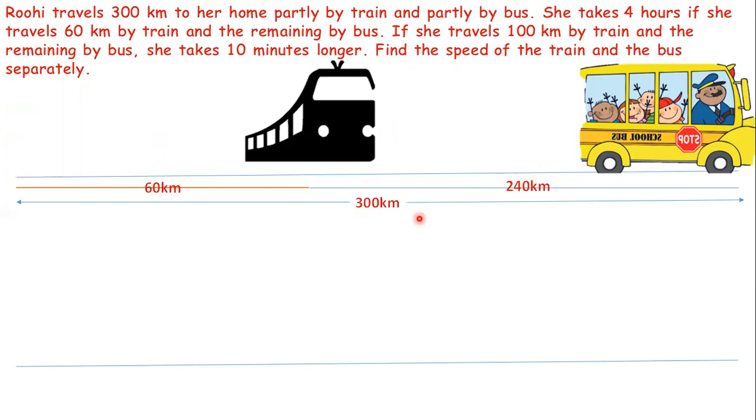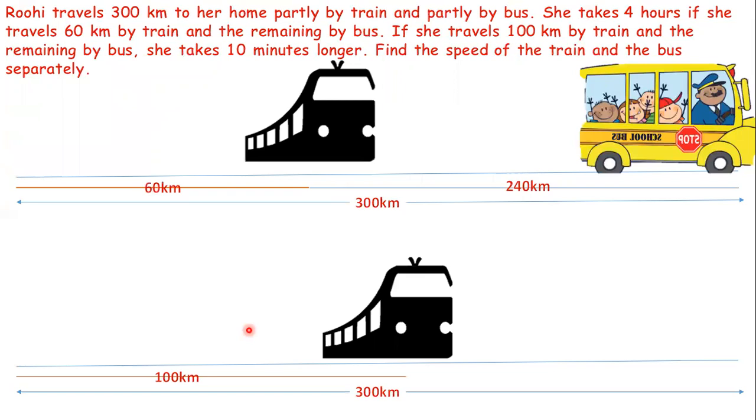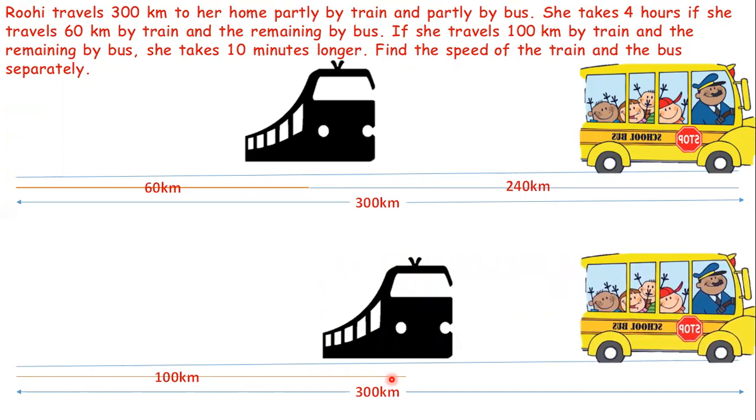Now, the distance is the same, 300 km. If she travels 100 km by train, and the remaining is 200 km, 200 km by bus, she takes 10 minutes longer. In the previous case, she takes 4 hours, and in this case, she takes 4 hours 10 minutes.